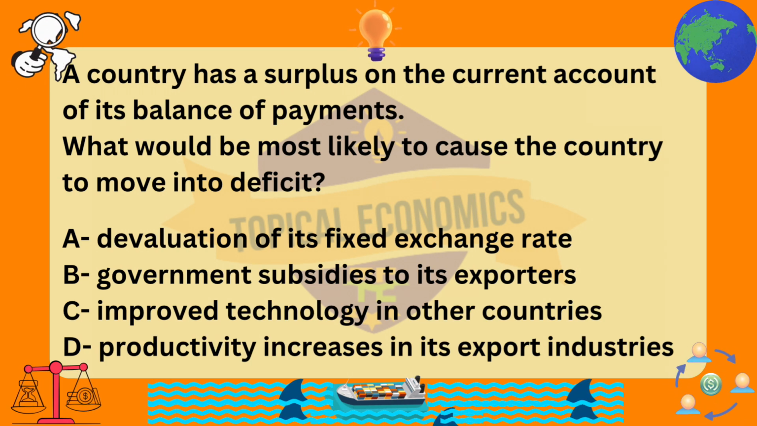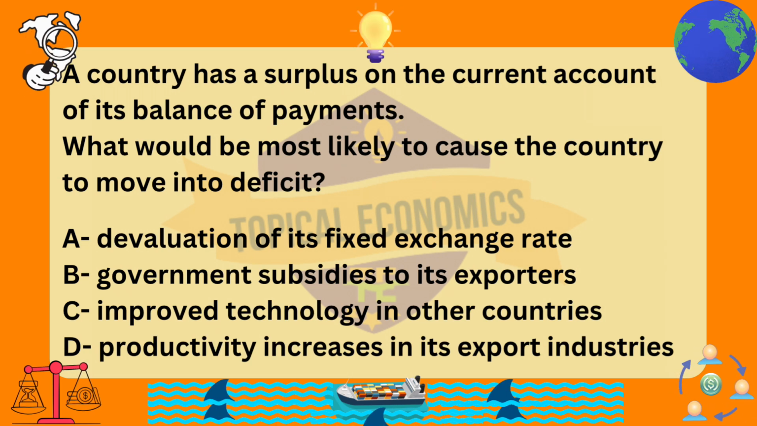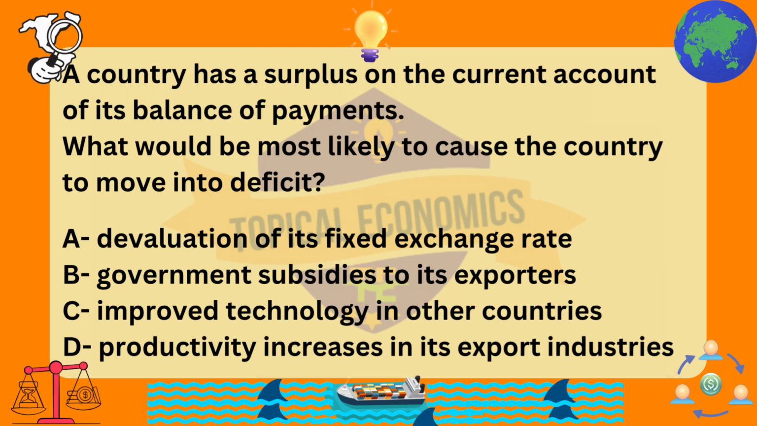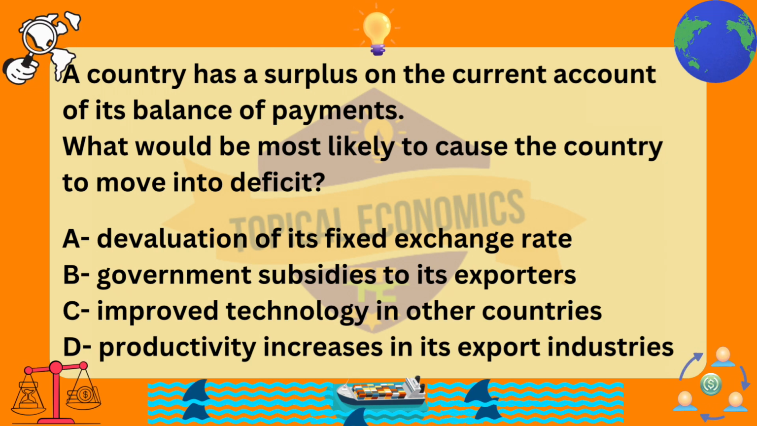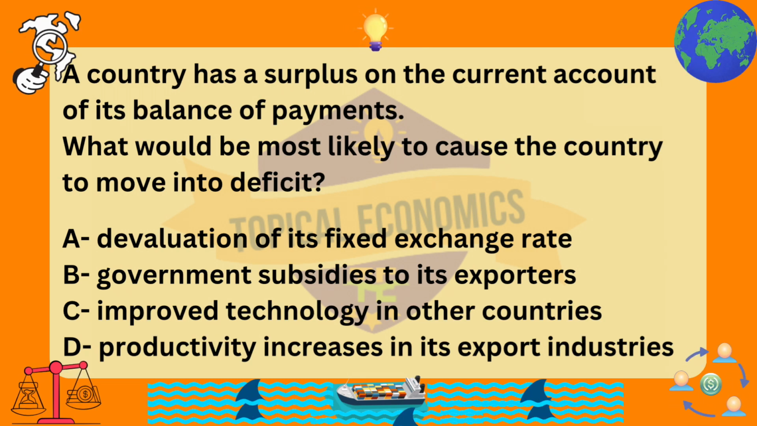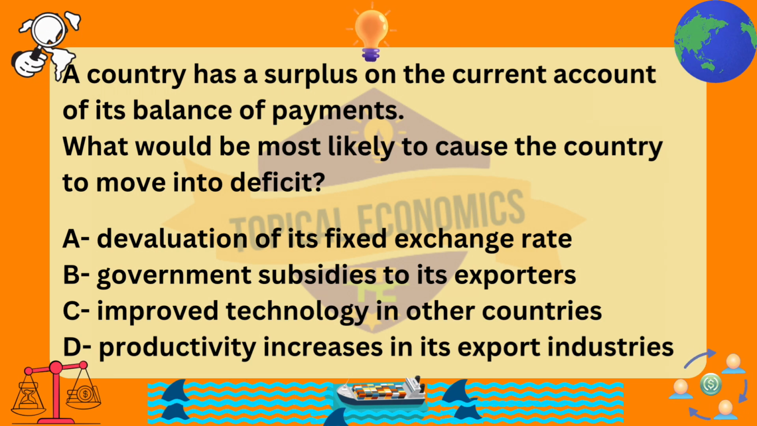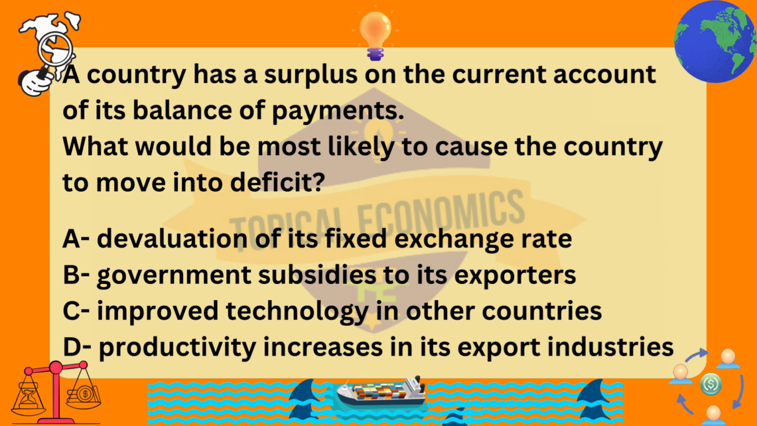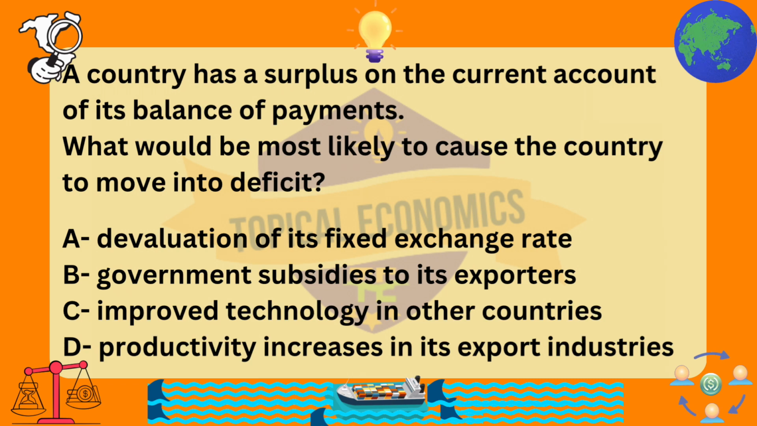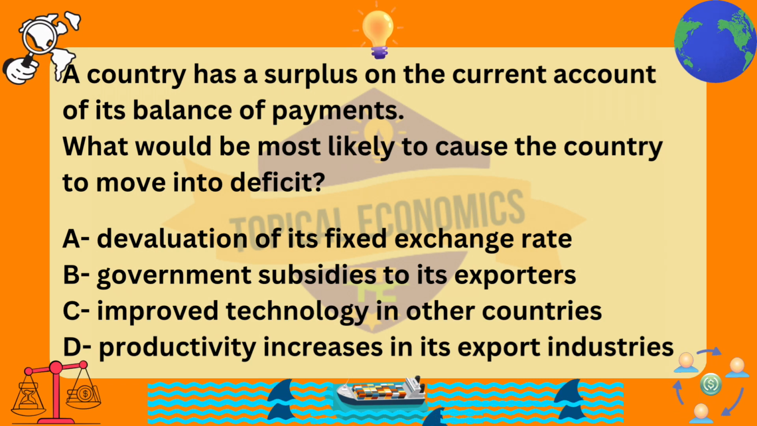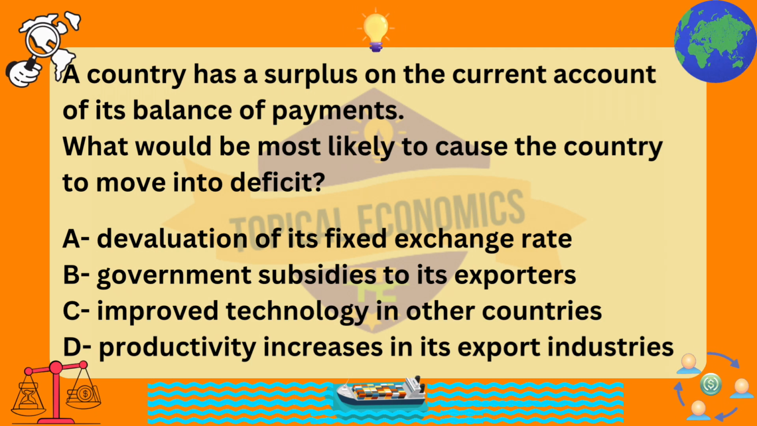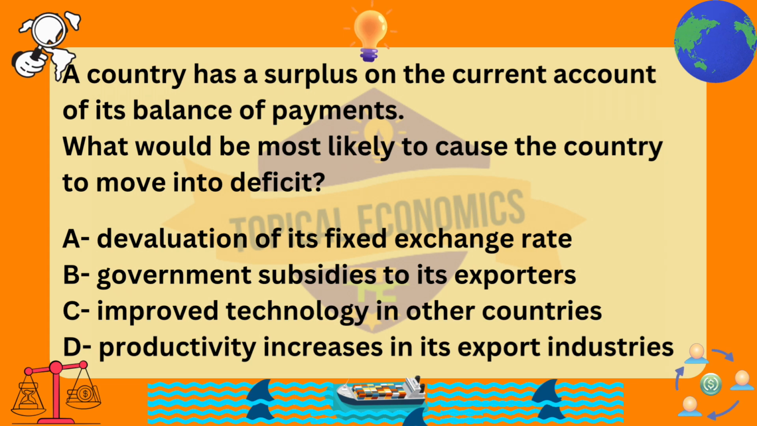Analyzing the other options. Option A. Devaluation of its fixed exchange rate generally makes a country's exports cheaper for foreign buyers and imports more expensive for domestic consumers. This would tend to increase exports and reduce imports, thus improving the current account surplus rather than causing a deficit. Therefore, this is unlikely to move the country into a deficit. Next, option B. Government subsidies to its exporters effectively lower the cost of exports, making them more competitive on the global market. This would likely increase exports, reinforcing the current account surplus. Thus, this measure would not cause the country to move into a deficit.